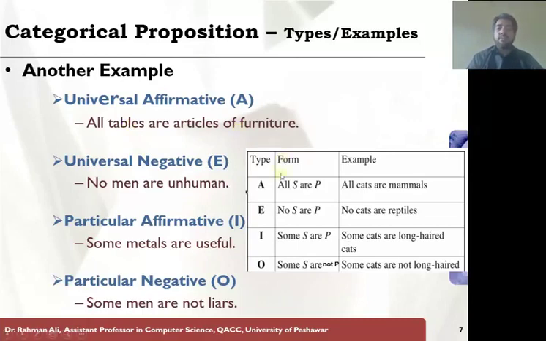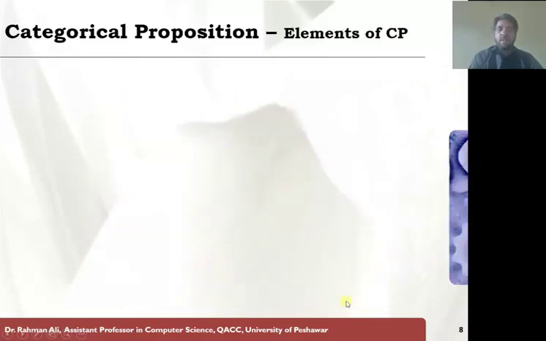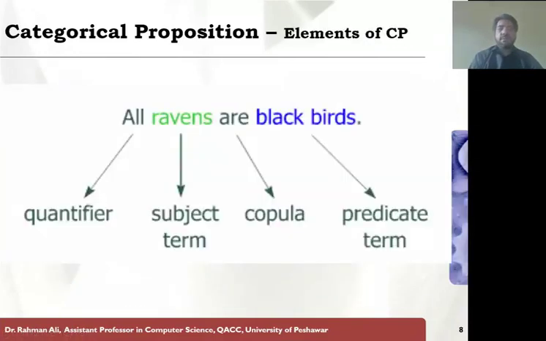So from these examples we can clearly understand what a categorical proposition is, and what its types are. In the definition of categorical proposition, we said that it will consist of subject and predicate. So if we look into all these A, E, I, O, all consist of subject and predicate. This example tells us what the different elements of a categorical proposition are. If you take a categorical proposition, what elements are combined together to form it?